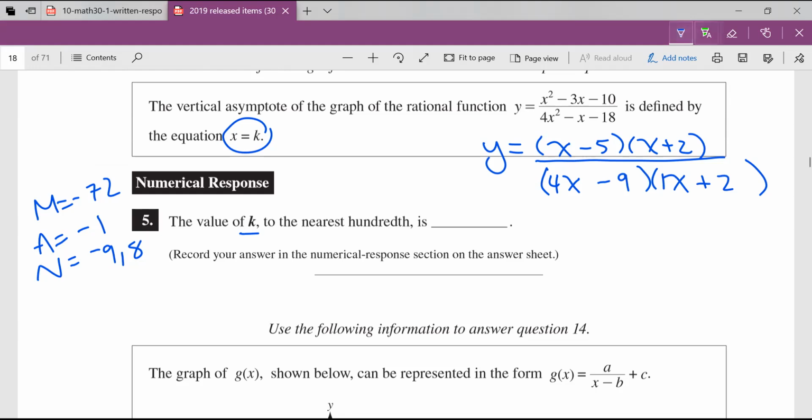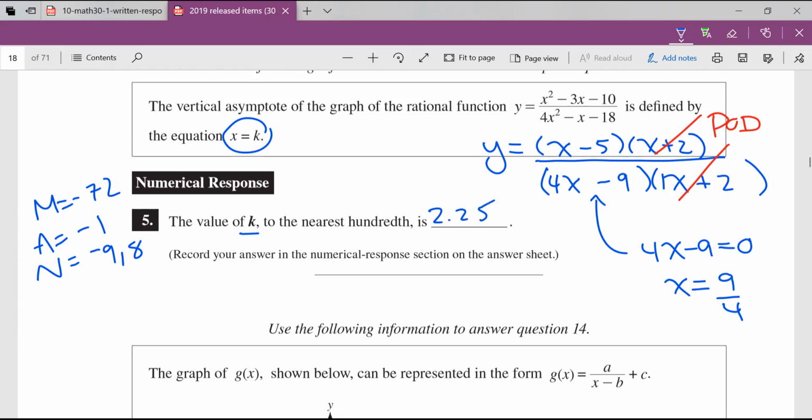Okay, now what do we have? Well, these two divide out. That's a POD. So you have a POD when x is equal to negative 2. What we want is our vertical asymptote. That's our vertical asymptote. And our vertical asymptote has equation of 9 over 4. What's that? 2.25, I think. There it is. There's the equation of your vertical asymptote.